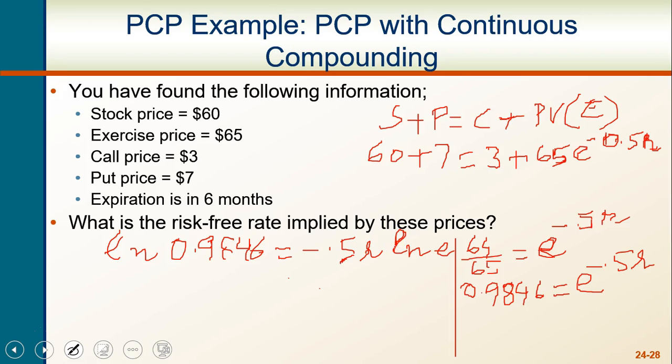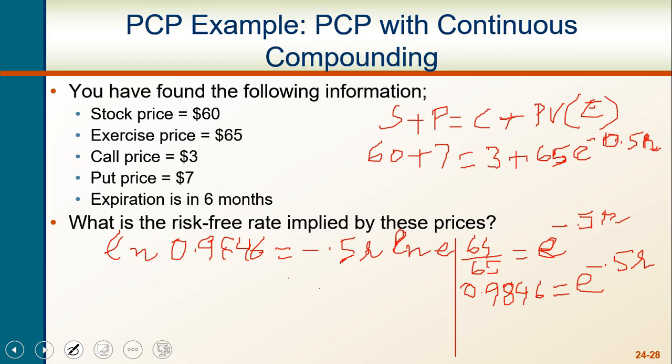And one good thing about natural log of e is that it is always equal to 1. So basically the right hand side is going to collapse into minus 0.5 times r. So all that we are left to do is, on the left hand side, find the value of the natural log of 0.9846 and then do the transposition to solve for the value of r. So I'm opening my calculator again.